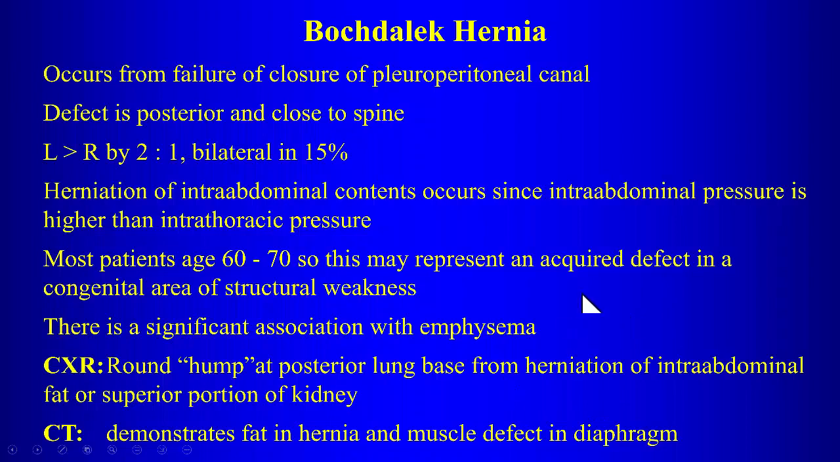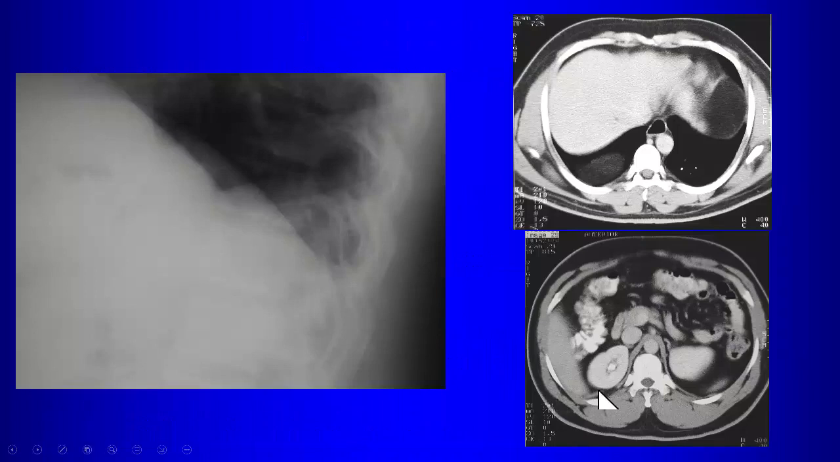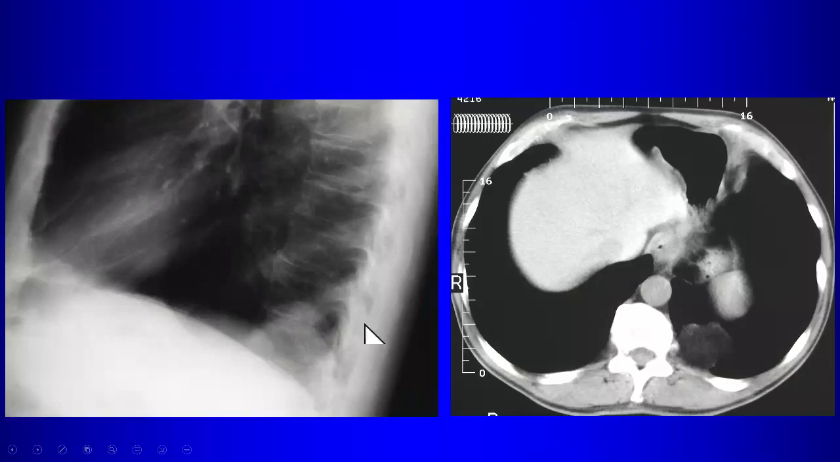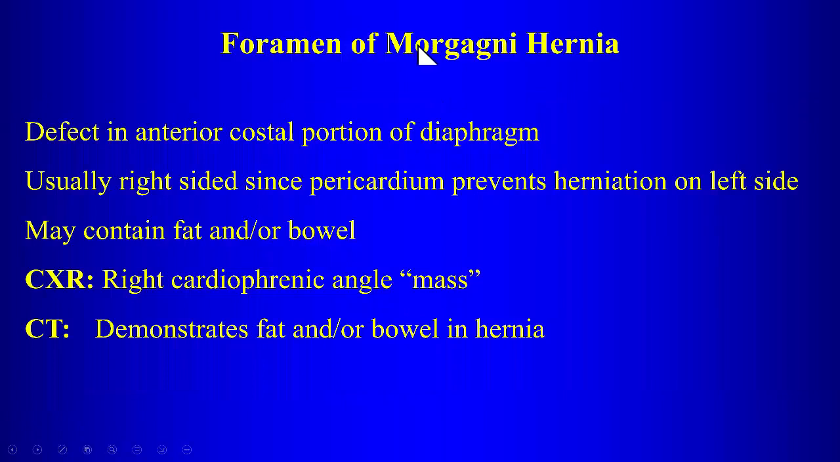You can see the defect in the diaphragm, and we can see the fat coming up into the chest. On the radiograph, it gives you a nice lump there posteriorly over the posterior costophrenic angle on the lateral view. So again, a typical appearance, very easy diagnosis for a Bochdalek hernia. The Morgagni hernias occur anteriorly over the cardiophrenic angles, especially over the right. So look for a cardiophrenic angle mass, and we might see fat or bowel within the hernia.